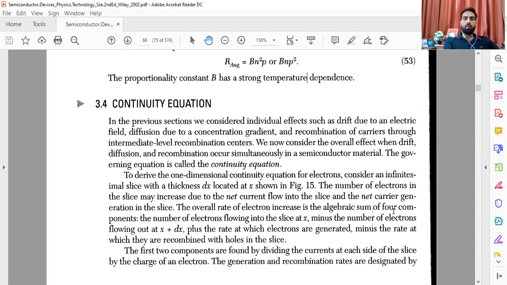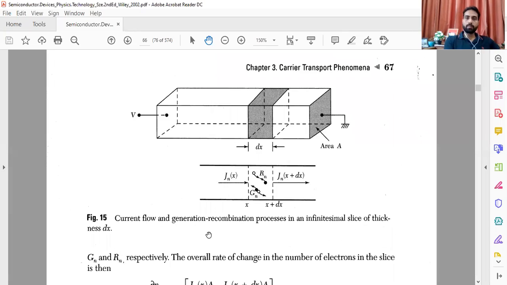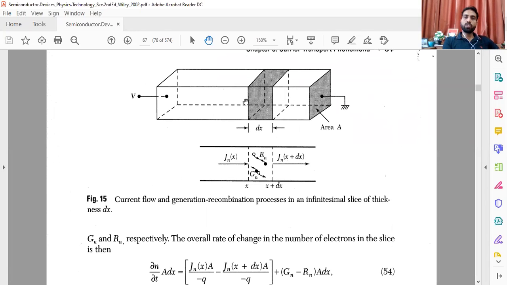So the algebraic sum of four components: first, the number of electrons flowing into the slice at x, how many electrons are flowing into the slice at point x, minus the number of electrons flowing out at x plus dx. So this is incoming and this is outgoing: how many are going out and how many are coming in. Subtract the outgoing from the incoming and what remains? For example, 100 came in, 80 went out, so what remains? 20. So that 20 matters for us.